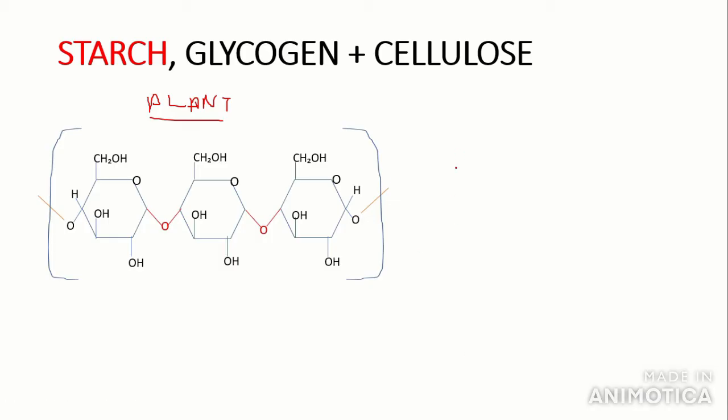Now, starch has what we call a helical structure, which is kind of like a coil, but examiners sometimes don't accept the term coil, so it's best to use the term helical. Now, because starch is helical, that means it is very compact. Now, this means that it can be easily hydrolyzed to alpha glucose for uses in respiration.